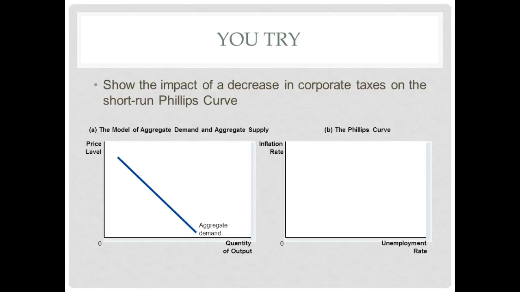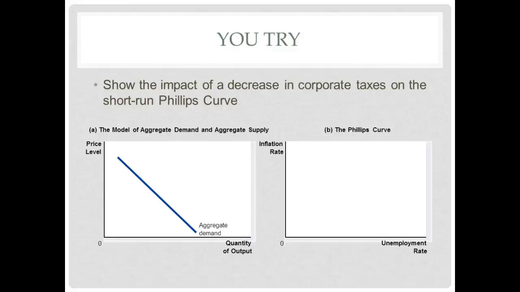Okay, let's wrap up with a problem that you can try. This question says to show the impact of a decrease in corporate taxes on the short run Phillips curve. Now I've gotten you started by outlining the aggregate demand, aggregate supply graph on the left and the Phillips curve graph on the right. You go ahead and complete this graph and then we'll check the answers.